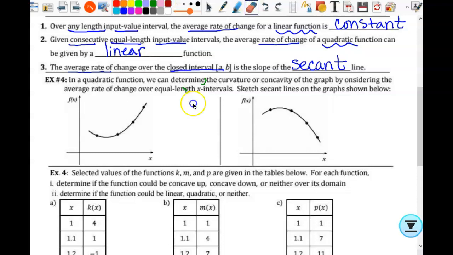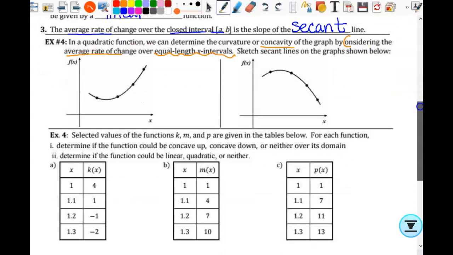In a quadratic, or really any of these functions, we can determine the curvature or concavity of the graph by considering the average rate of change, and again, over equal length x intervals. That equal length is important. It tells us to sketch the secant lines. They're going to look more like tangent lines because it looks like single points. Just pretend like they're 2 points, really, really close to each other.